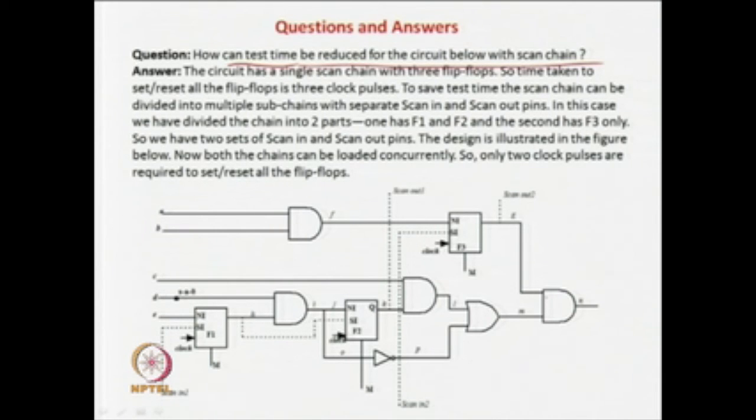So, this is another circuit below. Everything is scan based. Now how can you reduce the test time? If there are 3 flip flops, you require 3 clock pulses to set the flip flops, because the scan chain will require 3 clock pulses. How can you reduce it?